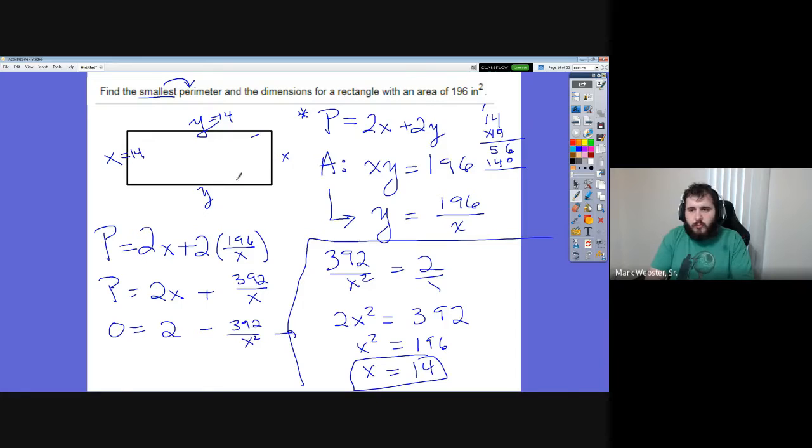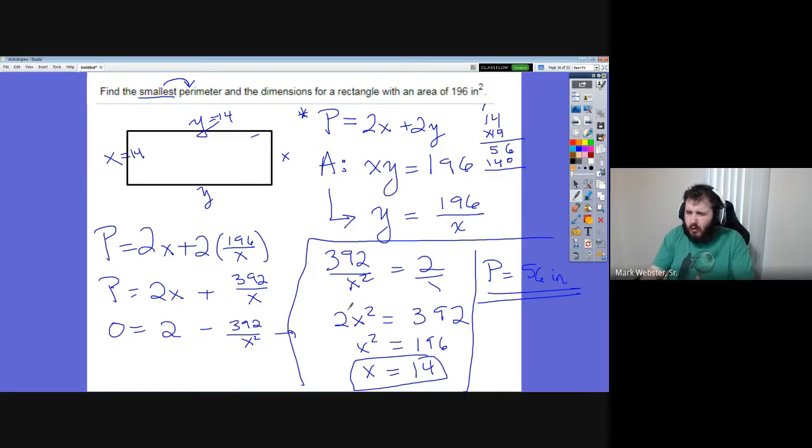So the smallest perimeter, well, we got to know what the smallest perimeter is, right? Because that's what they're actually asking for. So we found x and y. X equals 14, y equals 14. So we're going to do 14 plus 14 plus 14 plus 14, which should be 56 inches. That is our minimum perimeter.